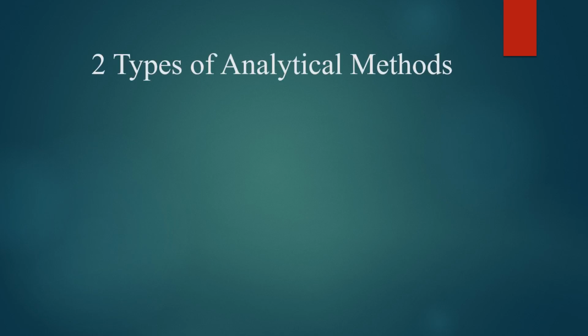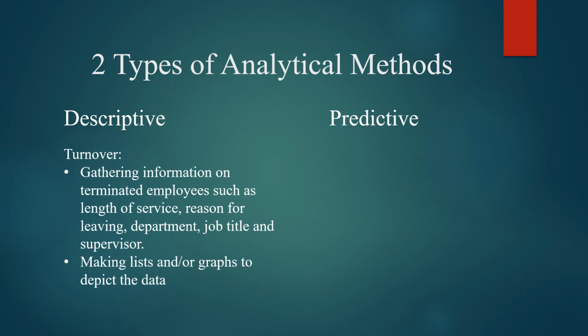On the Valamis website, there's a good description of the different types of analytical methods. The two types we are going to talk about are descriptive and predictive. So for descriptive analytics in relationship to turnover, that would be gathering information on terminated employees, such as their length of service, the reason that they left, the department they worked in, what their job was, and who their supervisor was. For descriptive analytics, you would just use this information to make lists and/or graphs to depict the data. So you're just describing the information that you've just collected.